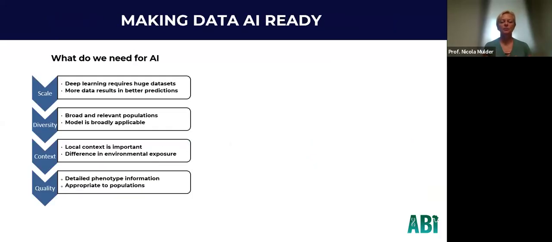How do we make the data more AI ready? So if we think about African data, we need to have bigger data sets. We need more data from more different regions. So the data sets need to cover these different relevant populations. We need context information. So if there's an environmental impact that could have impacted the decision you're going to make in health, that contextual information needs to be there. And we need detailed health information.